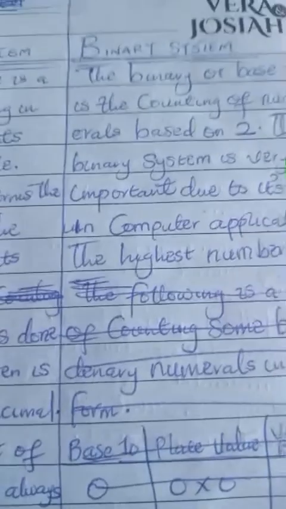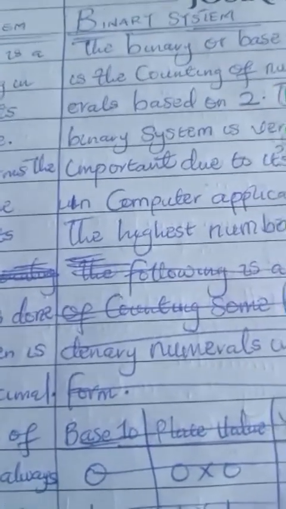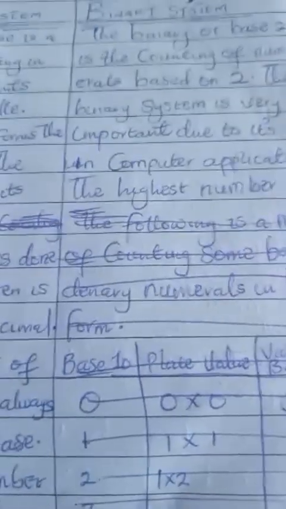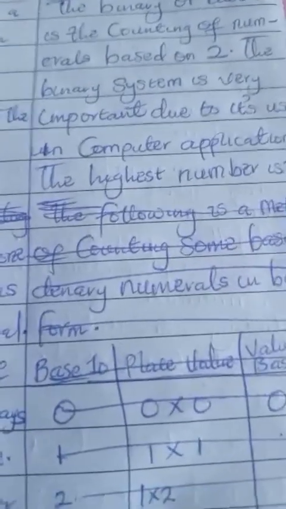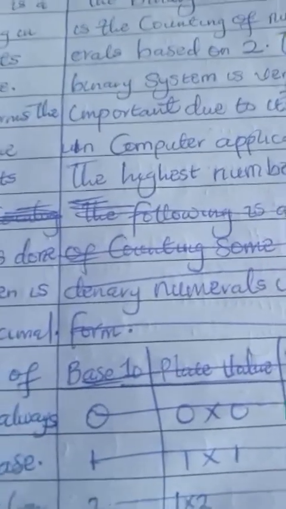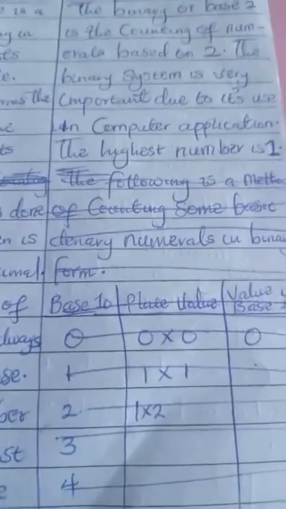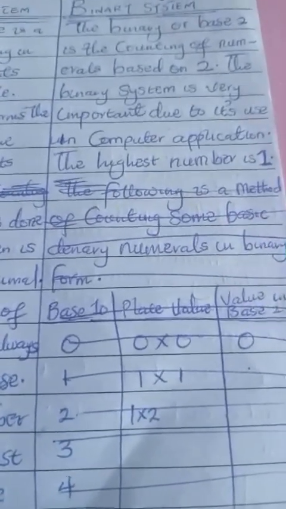Now let's check the binary number. The binary system. So the binary or base 2 is the counting of numerals based on 2. The binary system is important due to its use in computer application. The highest number is 1. Now you see that the binary system is very important, most especially in computer application. Most of our computers, the codes and whatever are being encoded using binary.